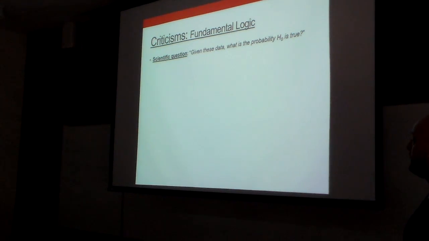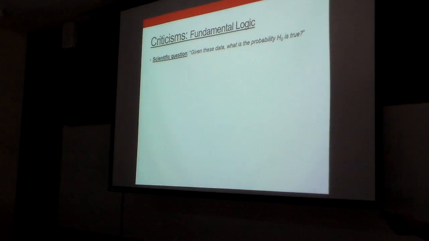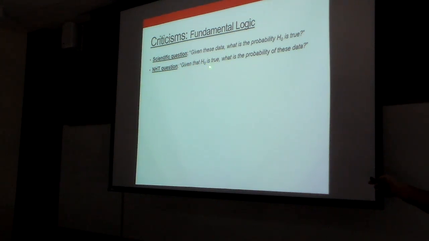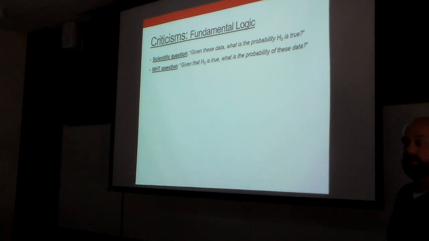So our question that we would like to know as scientists is, given these data, what's the probability that the null hypothesis is true? So based on the data that we've collected, what's the likelihood that the null is actually the case, right? What we actually get when we're testing in our null hypothesis test, the question that we're actually asking is, given that the null is true, what's the probability of these data, right?